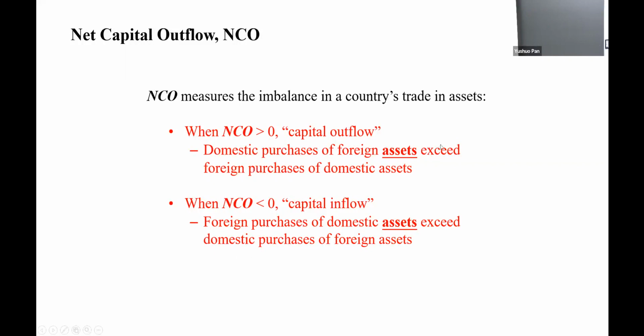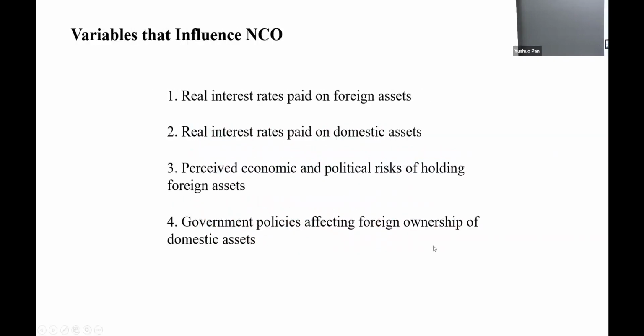So for the capital outflow, since more US dollars are in other countries and you need to invest in other countries, there is more investment in other countries. And for capital inflow, other countries are going to invest in the United States. What variables could influence the net capital outflow?